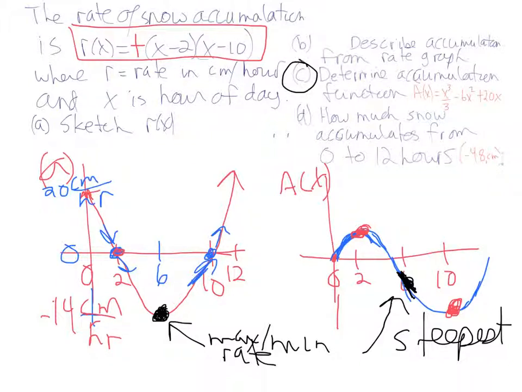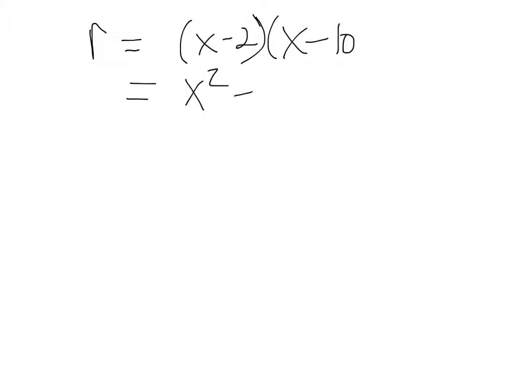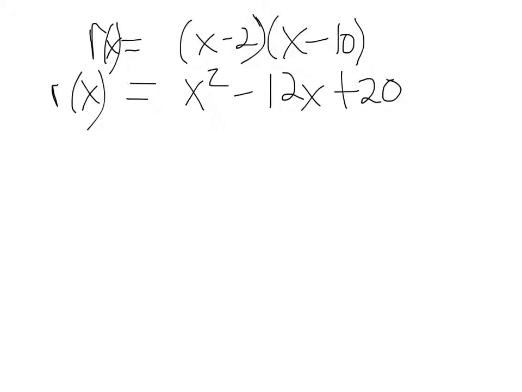Okay, so in terms of getting the accumulation function, let's take that on to the next page, and we're going to look at how much accumulates in 12 hours. So what we've got here is our rate function is x minus 2 times x minus 10, and let's expand that. We're going to get x squared minus 12x plus 20, and that's our rate function, r of x, yet again here in expanded form.